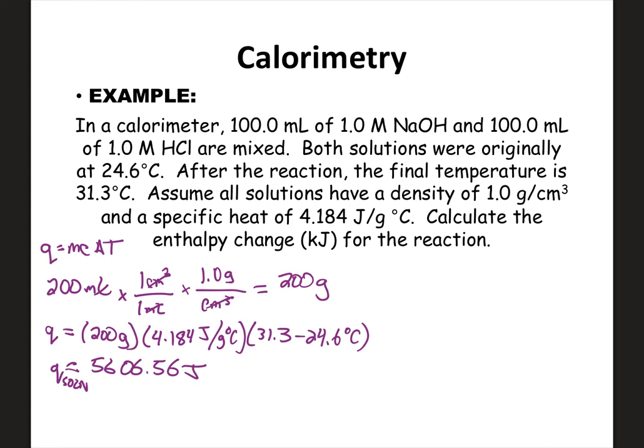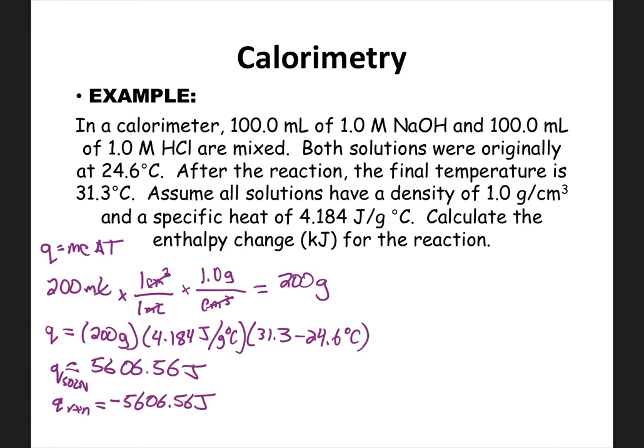So the solution, because this is positive, gained that many joules of heat here. Realize your units for Q are going to be joules. So the solution gained that much heat. But where did it come from? Well, that's where you have to use this idea of plus Q equals minus Q. So if the solution gained that much, that means the reaction that took place here lost that value, or negative that value. All right, so that's a very important idea that you need to understand.